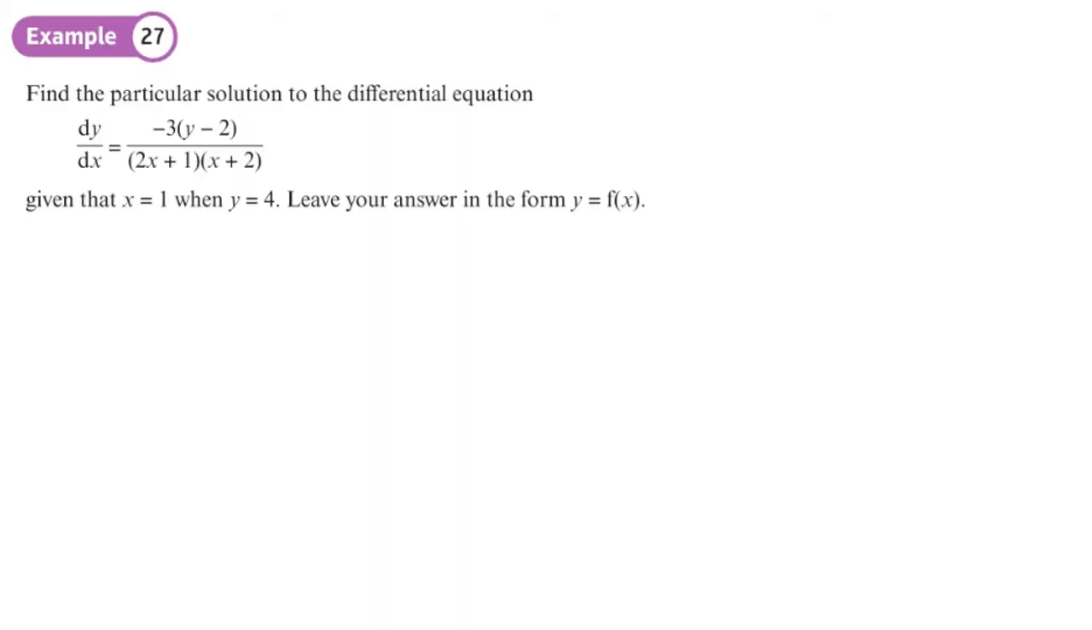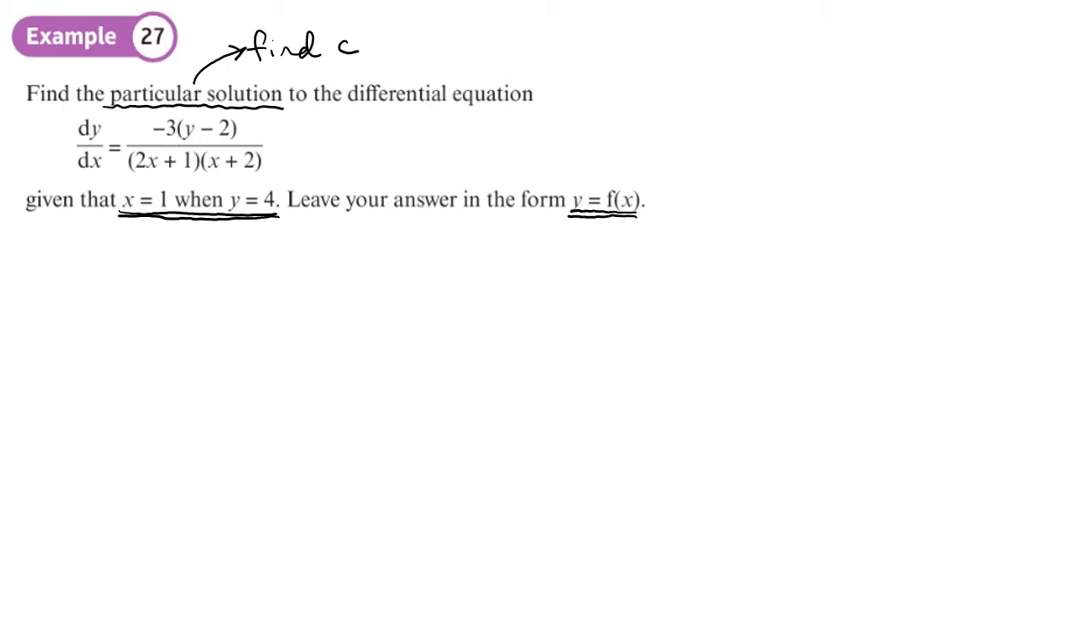Right, okay. Particular solution. Because it says particular solution, this means that we need to find c. And the way we're going to find c is it tells us that when x is 1, y is 4, so it gives us some conditions to plug in to find c. And this one does say to leave our answer in the form y equals.